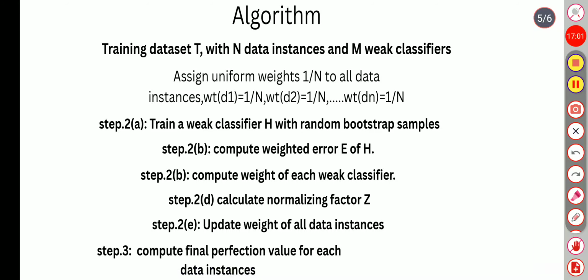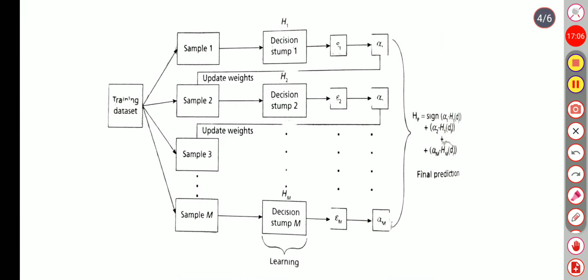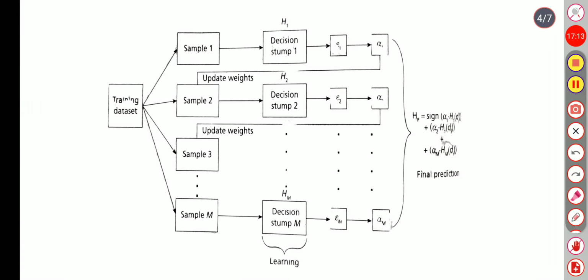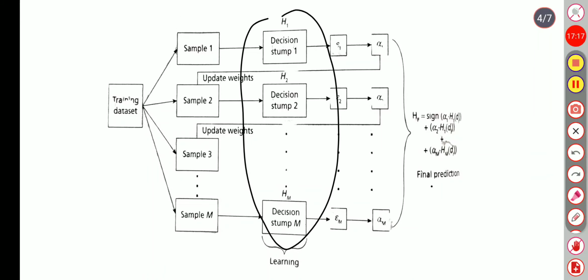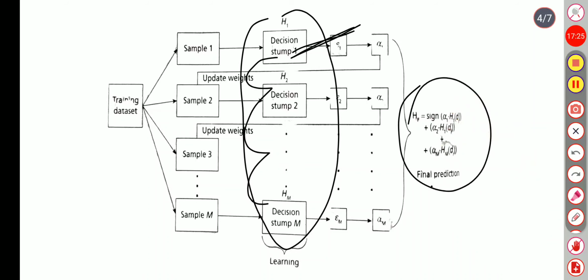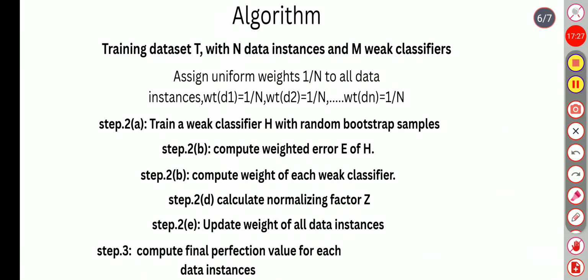The second step is to train a weak classifier. So in this particular diagram, these all are the weak classifiers. One weak classifier cannot produce the proper result. That's why I am using a number of weak classifiers to get the overall result. Okay, so that is the concept here.